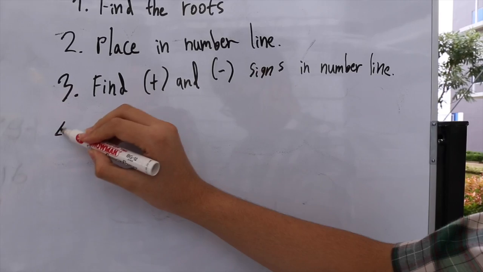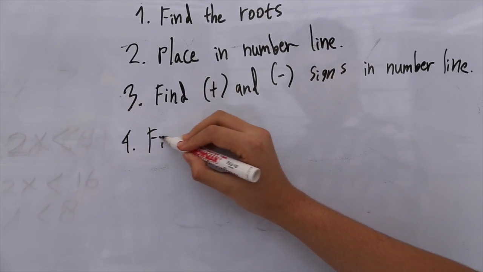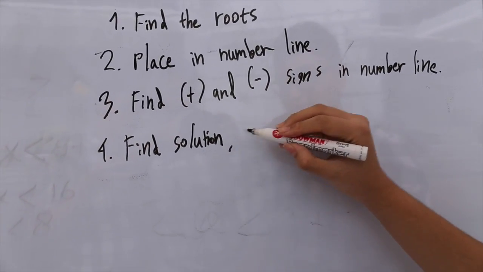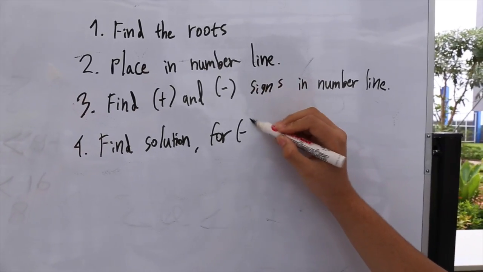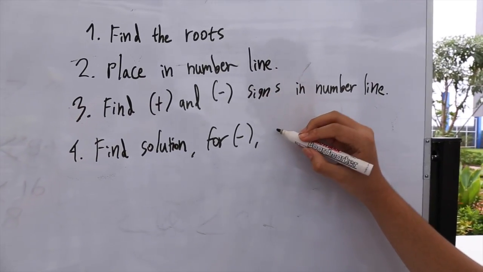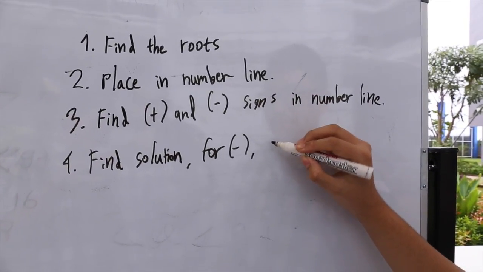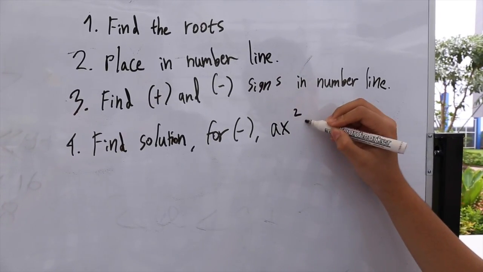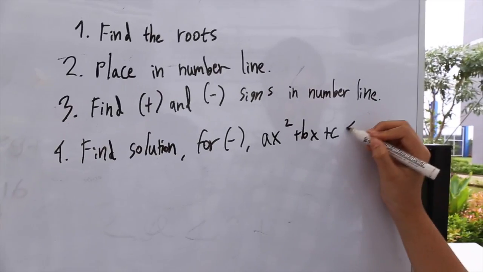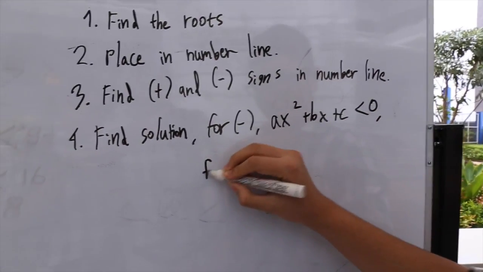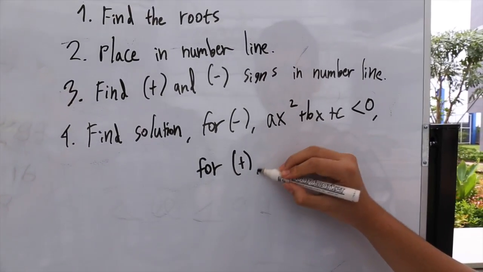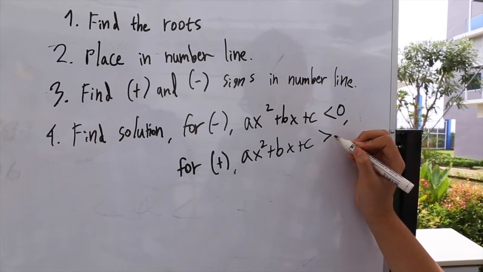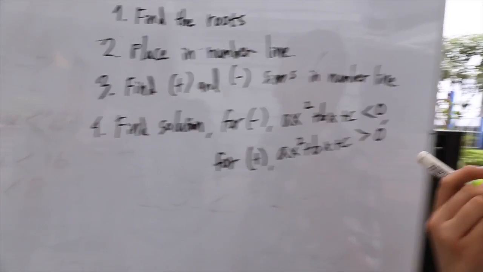Lastly, we need to find the solution. For the negative, it is the solution for the inequality ax squared plus bx plus c is smaller than 0. But for the positive, it is the solution of ax squared plus bx plus c is bigger than 0. Hope you get all that.